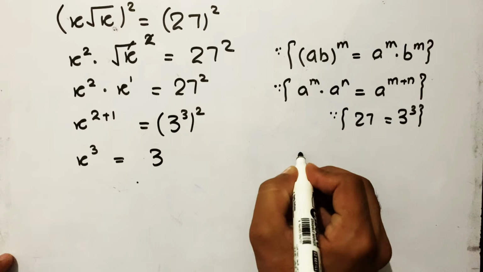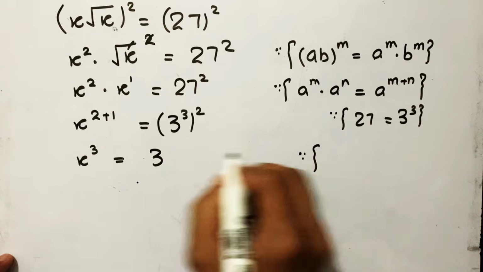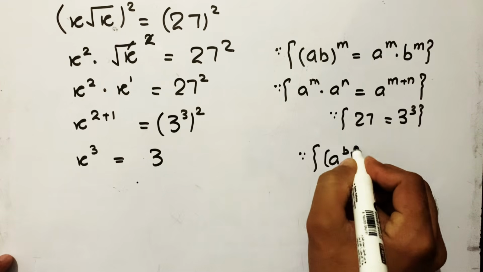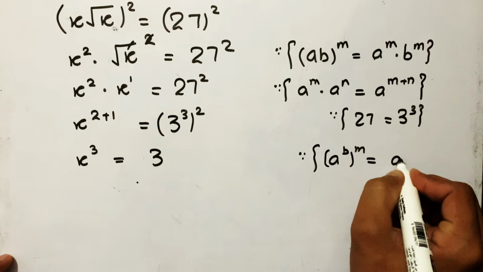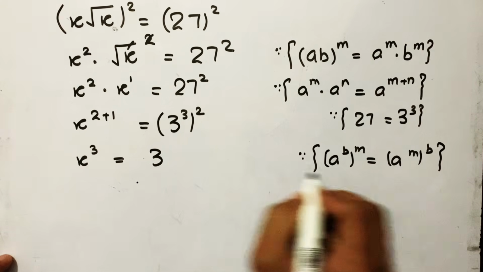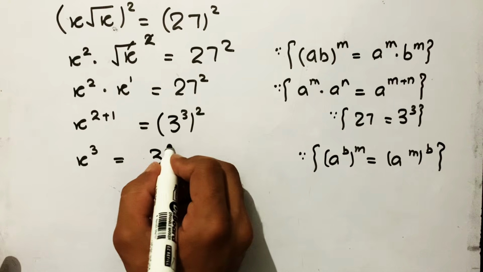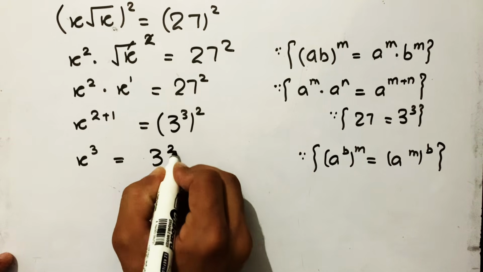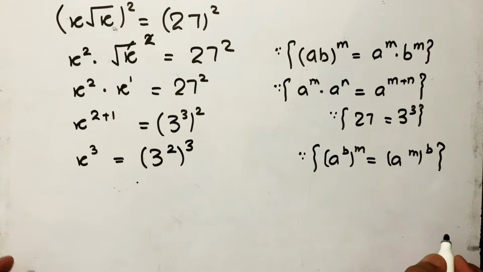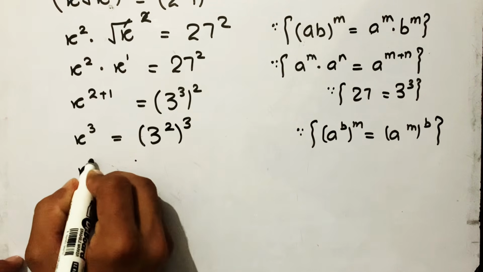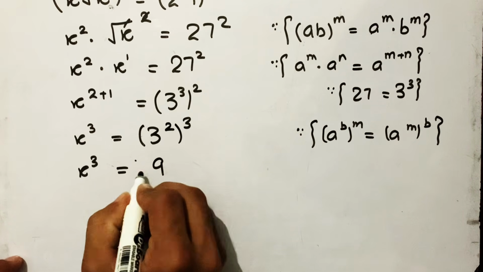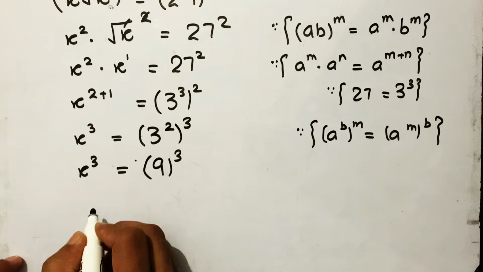3. If a to the power of b to the power of m means a to the power m and power of b. If the power is 3, that means 3 to the power of 2, so take the cube root. This means that x to the power of 3, 3 twos are 9, whole power of 3.